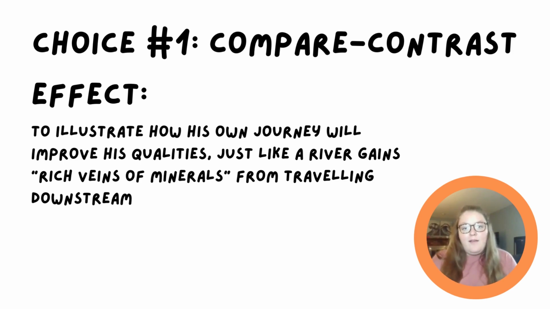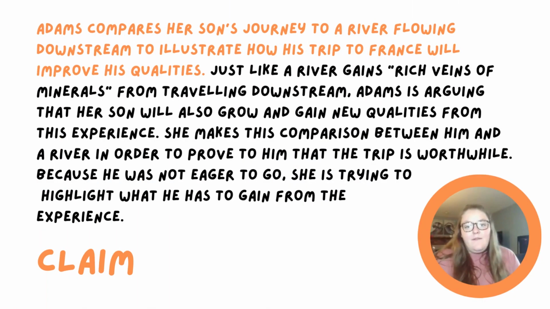So again, I've identified the choice, which is the use of compare and contrast. And then I've brainstormed to think about what the effect is. In this case, she's illustrating for him how his own journey to France is going to also enrich him, just like a river that goes downstream. Once we've identified the choice and its intended effect, we can compose a body paragraph in which we analyze the rhetorical choice. These body paragraphs would become the body of your question 2 essay. Each paragraph should develop a claim in which you identify a choice and its effect.